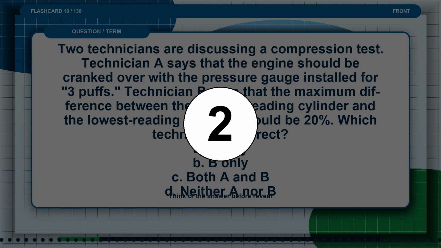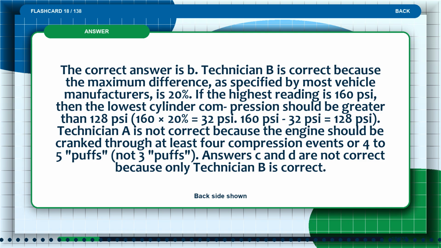The correct answer is B. Technician B is correct because the maximum difference, as specified by most vehicle manufacturers, is 20%. If the highest reading is 160 psi, then the lowest cylinder compression should be greater than 128 psi. 160 times 20% equals 32 psi. 160 psi minus 32 psi equals 128 psi.